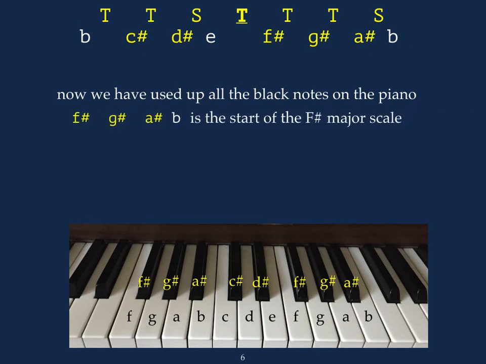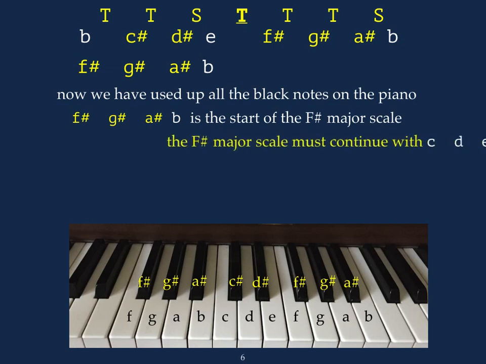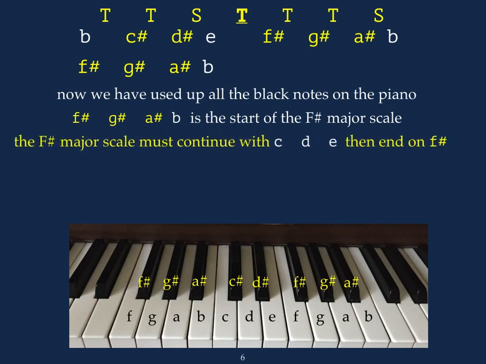F sharp, G sharp, A sharp, B is the start of the F sharp major scale. There it is at the top. The F sharp major scale must continue with C, D, E and then end on F sharp. So let's take a look at the top once more. C, D, E, and of course F sharp at the end.